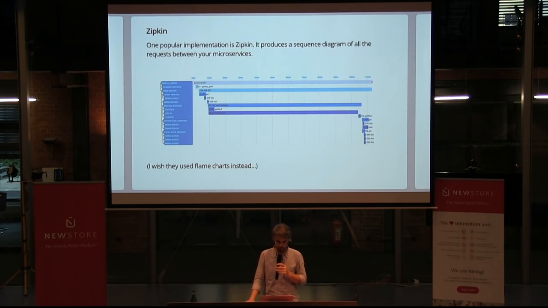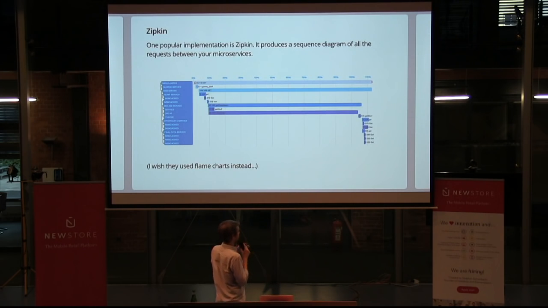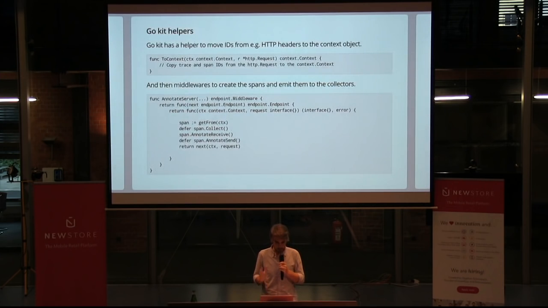Here's one popular implementation. It produces sequence diagrams that kind of look like this. I wish I used flame charts instead. I find this a lot more intuitive. Anyway, so we've seen all this scaffolding, all this structure that Go kit gives you. If you have that, then it's actually very simple to wire in another middleware that lets you solve this very hard problem pretty easily. So we have a helper. It's in package tracing. And what it does is it moves these IDs from, for example, HTTP headers into this context object that we've very carefully wired through everywhere.